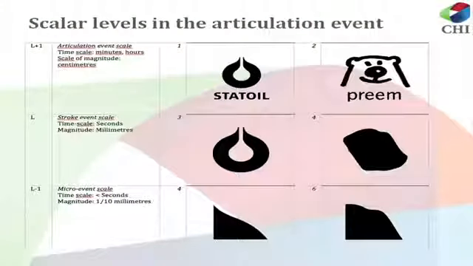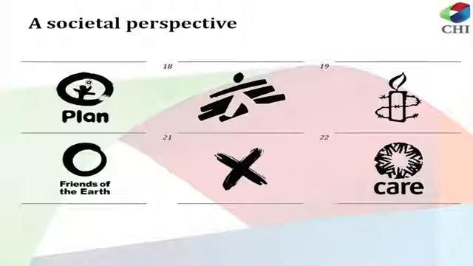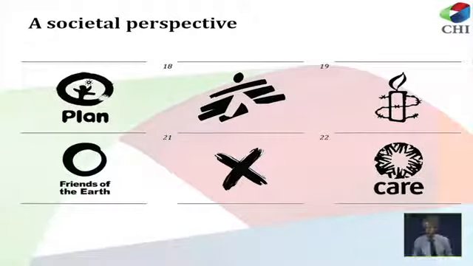Now look, this is more or less just breaking the Statoil logo and the Preeminent logo into L+1, L and L-1 scales of articulatory events. So it's not very interesting. What is more interesting is probably this. Because these are all logos for humanitarian organizations.